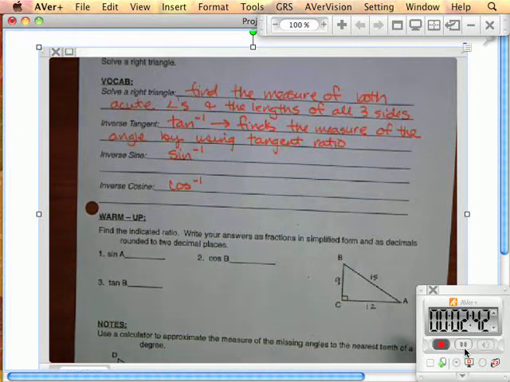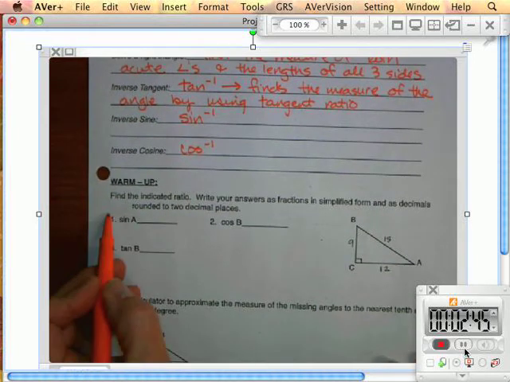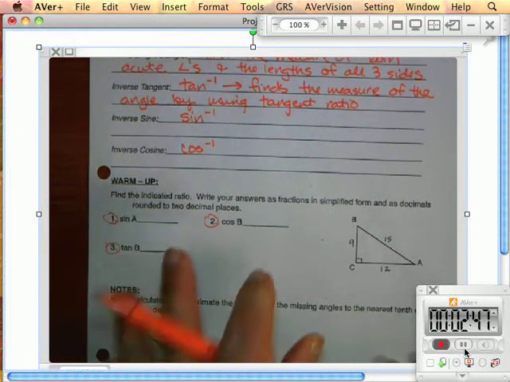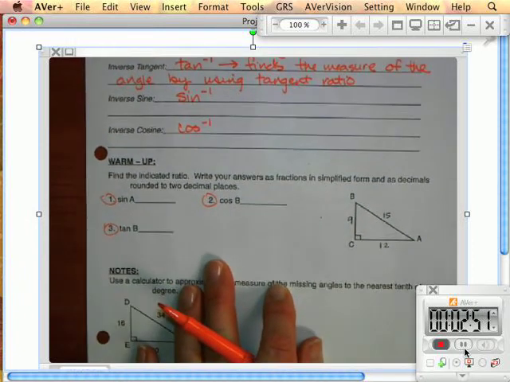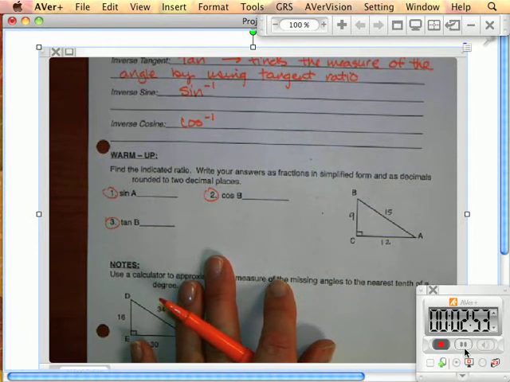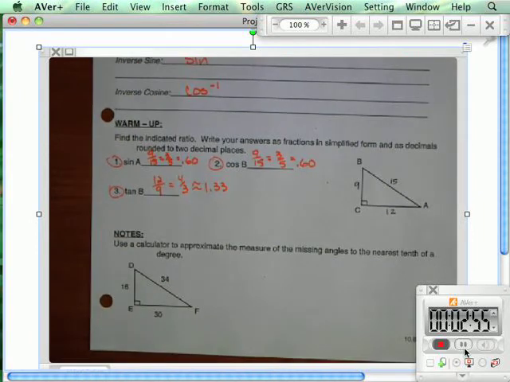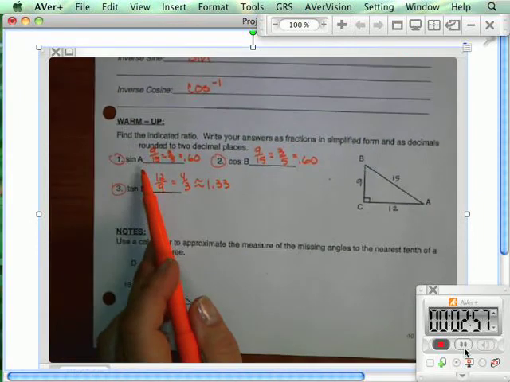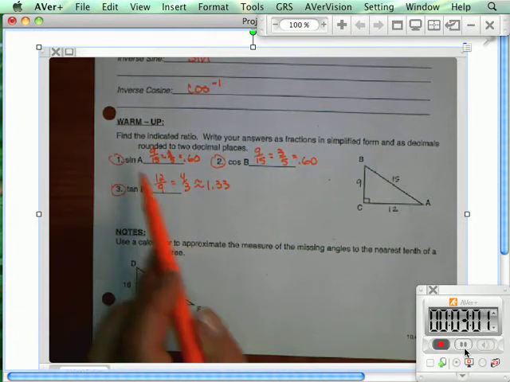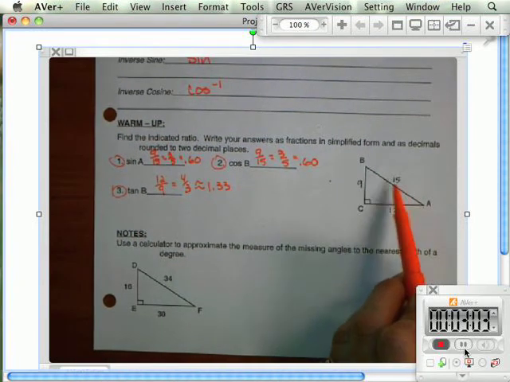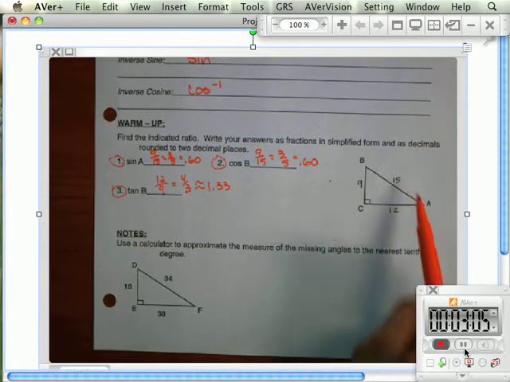What I want you to do is, yes, I want you to do 1, 2, and 3. The more you do it every day, the more it sinks in. This is just review right here. Nothing new. Okay, set up the ratios. Remember, sine is SOH. Sine equals opposite over hypotenuse, 9 over 15. So we're going from A here.